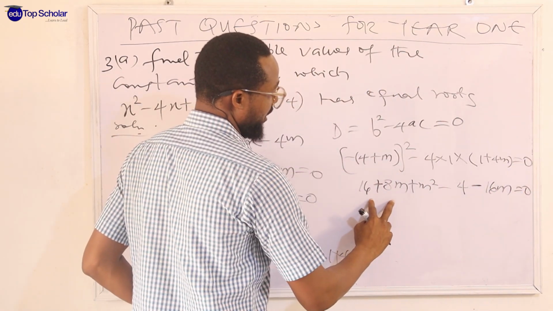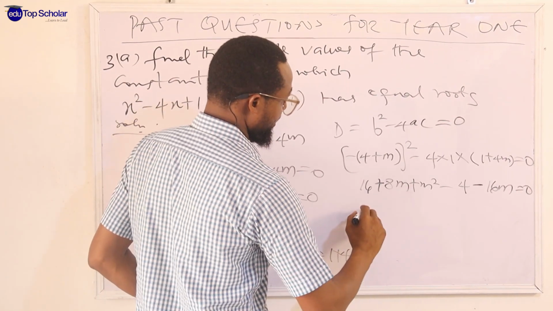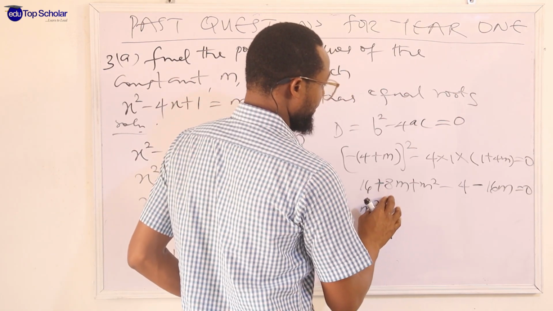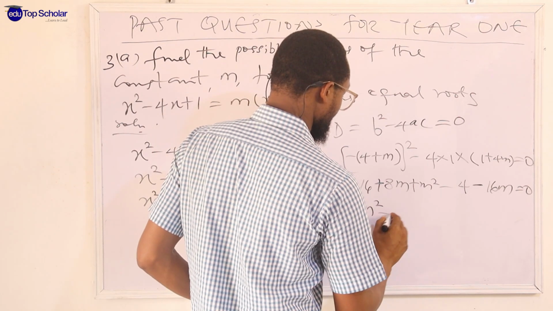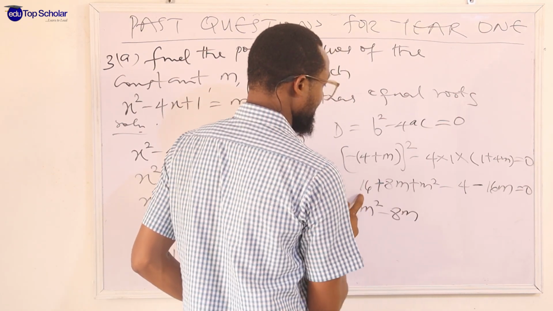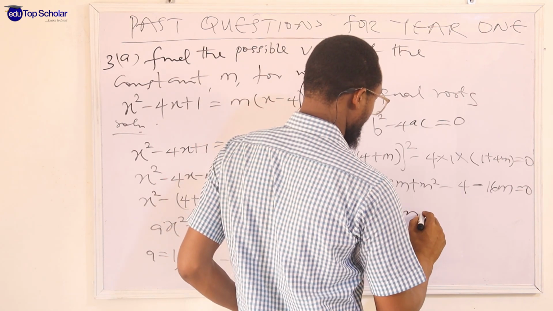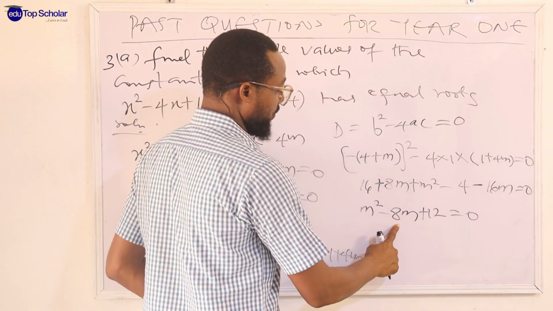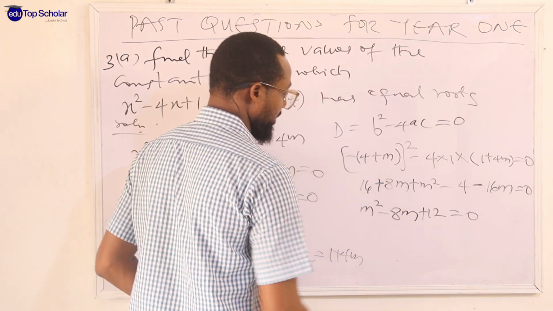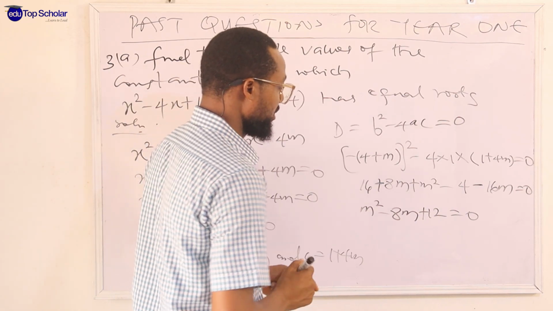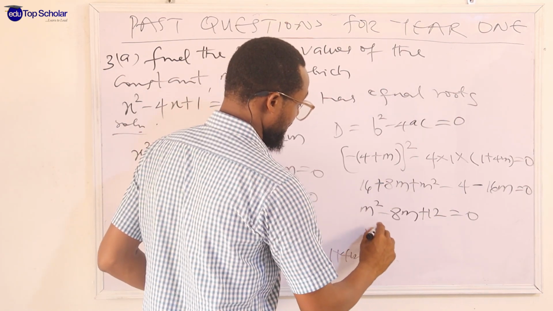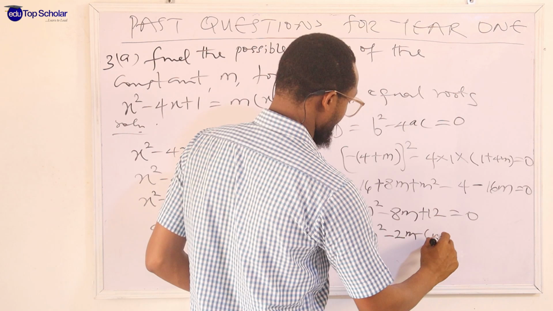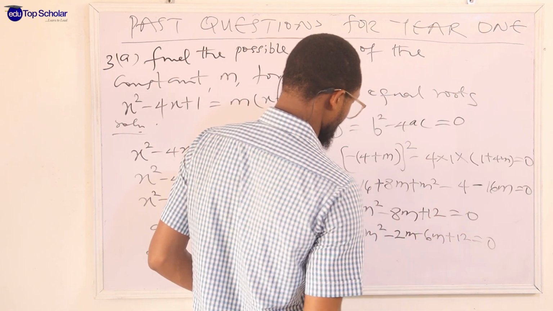Now we can rearrange. We have m squared plus 8m minus 16m, that is minus 8m. Now 16 minus 4, I have 12, plus 12 equals 0. So we need 2 factors of 12 that when we add, we have minus 8, and when we multiply, we have 12. That will be m squared minus 2m minus 6m plus 12 equals 0.